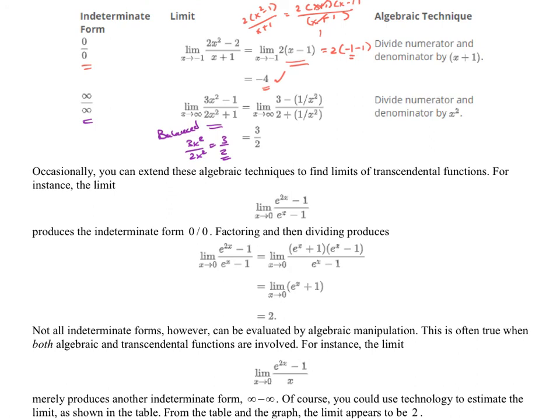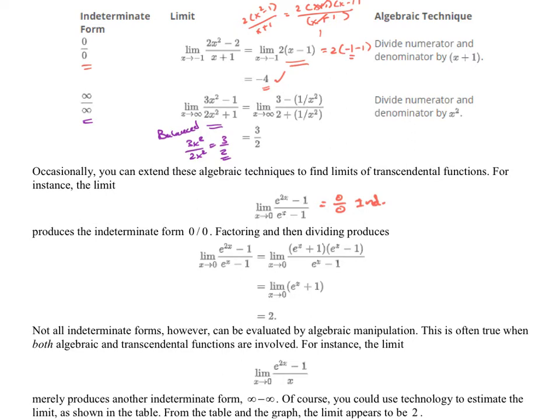It says, occasionally you can extend these algebraic techniques to find limits of transcendental functions. For instance, the limit as x approaches 0 of e to the 2x minus 1 all over e to the x minus 1. Notice if I put in a 0, this would be e to the 0, which is 1, minus 1, so I'd have a 0 on top. E to the 0 again is 1, so this is 1 minus 1, 0 on bottom. So this would be 0 over 0. That's our indeterminate form, and if it's indeterminate, we have more work to do.